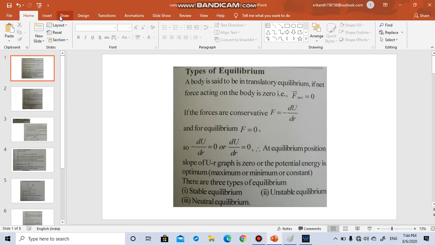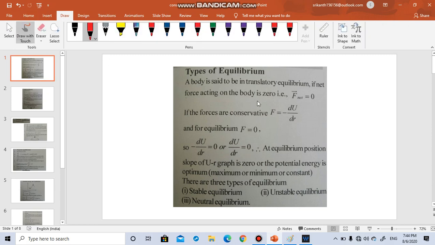In physics, we should know how many types of equilibrium there are. Equilibrium means translatory equilibrium: the object is not moving. The object will not move in two situations: there is no force acting on it, or the forces acting on the body are balanced from all directions. In that situation, we can say that the object is in equilibrium.